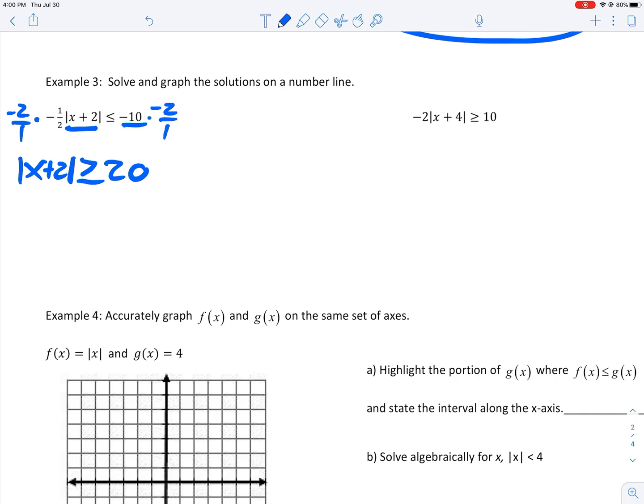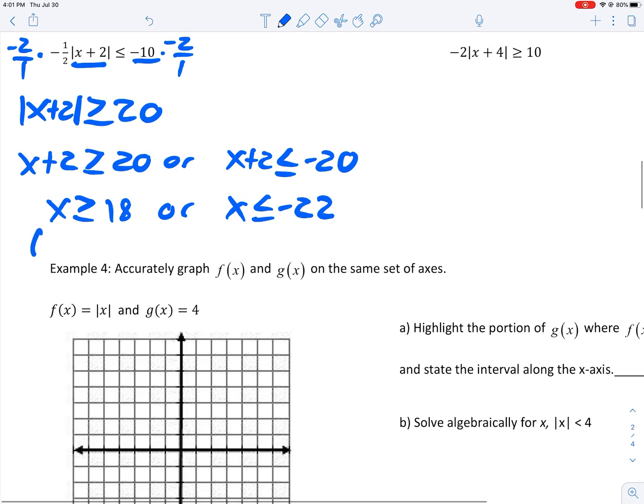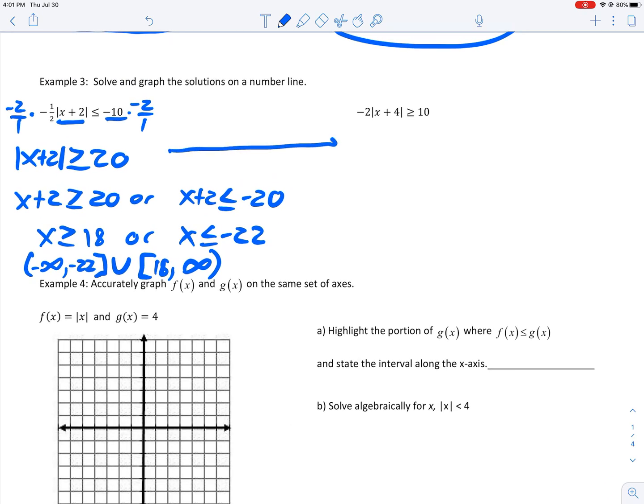So can you have an absolute value greater than 20? Yeah, 21, 22, negative 21, negative 25, negative 26. So all the numbers that are greater than or equal to 20 or that are less than or equal to negative 20 are going to be solutions. So subtract 2, subtract 2. So as an interval, that would be negative infinity to negative 22, union 18 to infinity.